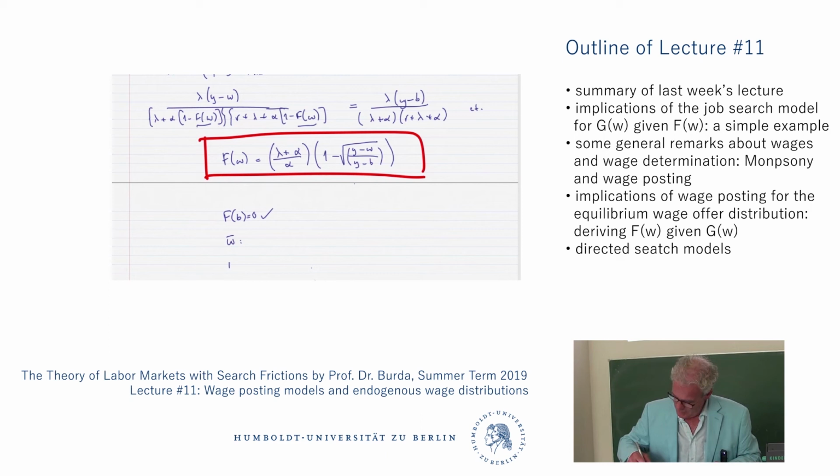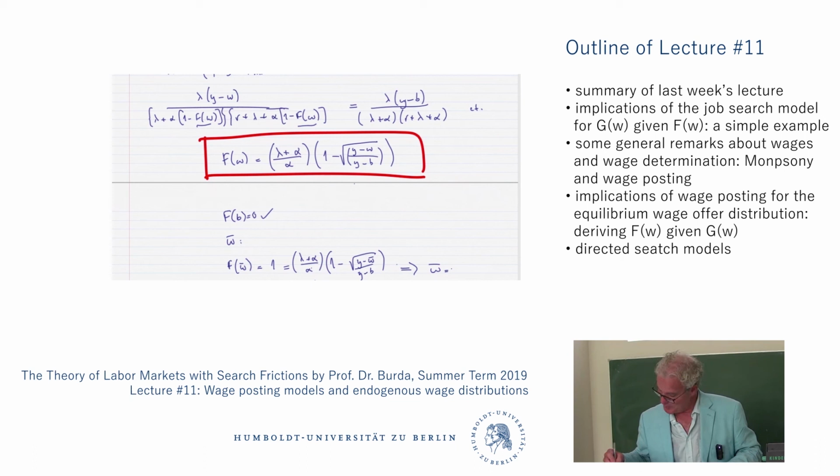Well, you know F of W upper bar has to be equal to what? Has to be equal to Y, right? So just plug it in and see what happens. Plug in W upper bar and solve for it. It's equal to 1 equal to lambda plus alpha divided by alpha root 1 minus root W R minus W bar divided by Y minus B, and then therefore you can solve for W upper bar, which is this very intuitive expression. It's gotta be less than Y, so it's going to be Y minus something, Y minus B times lambda divided by lambda plus alpha squared.